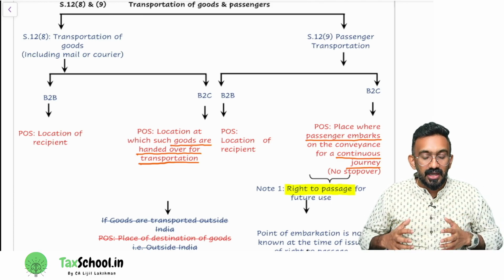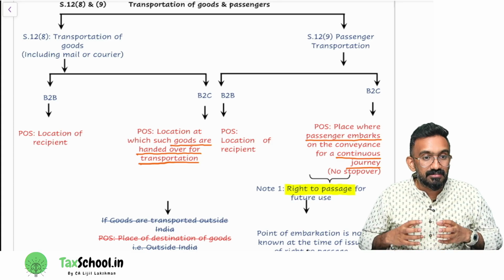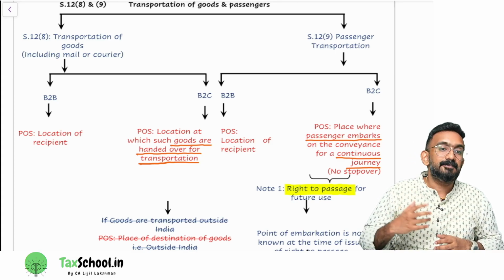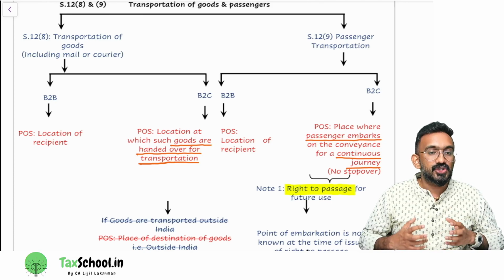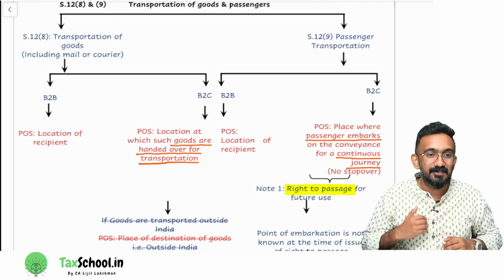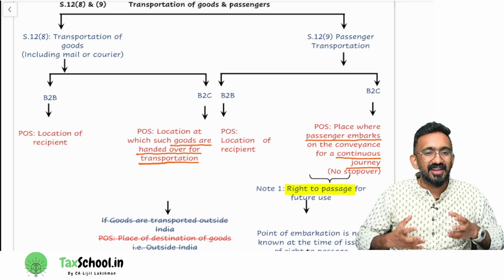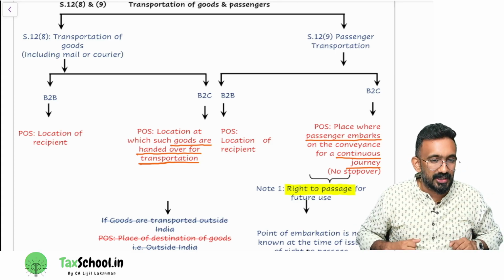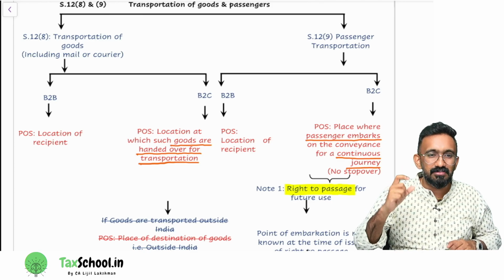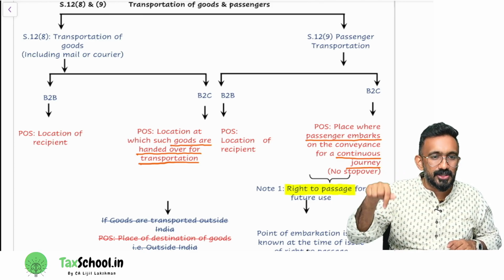I am coming to Chennai. I want to send some books to a person in Delhi. I went to Blue Dart Courier in Chennai and handed over the goods. It is B2C. What will be the place of supply? Chennai, where I handed over the goods to the courier company. So whatever transportation bill, courier bill I get, place of supply would be Chennai.